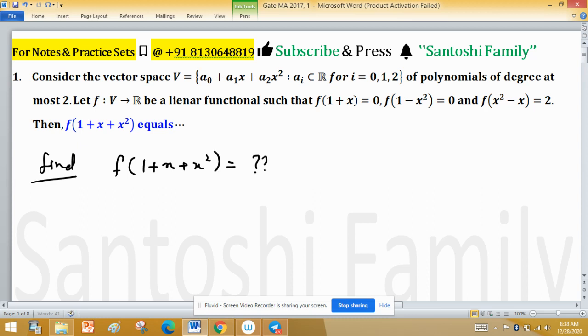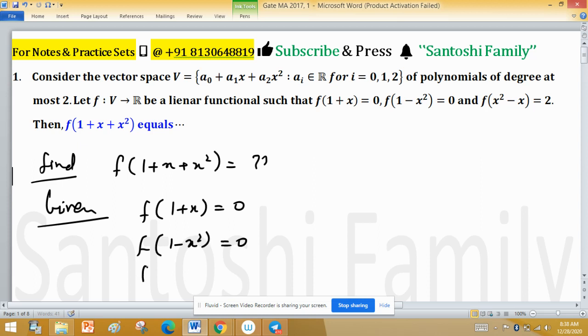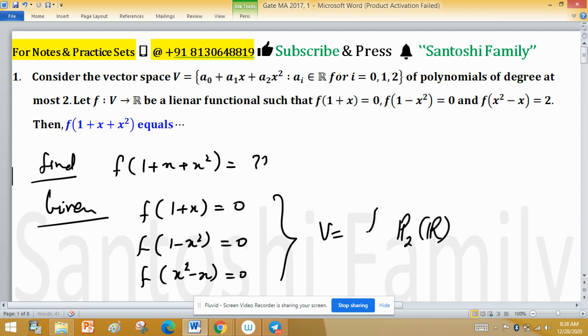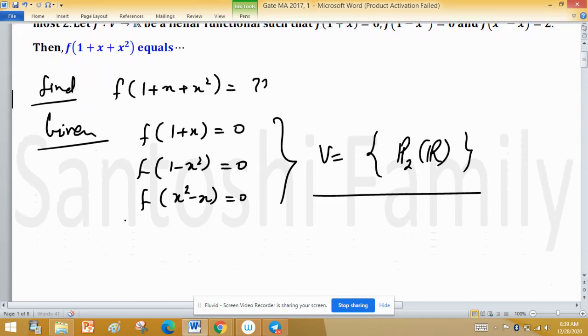What is given to us? The image under f of 1 plus x is 0, f of 1 minus x square is equal to 0, and f of x square minus x is equal to 2. And V is all those polynomials of degree at most 2, with coefficients coming from the real set. This is our V, and we have to find f of 1 plus x square.